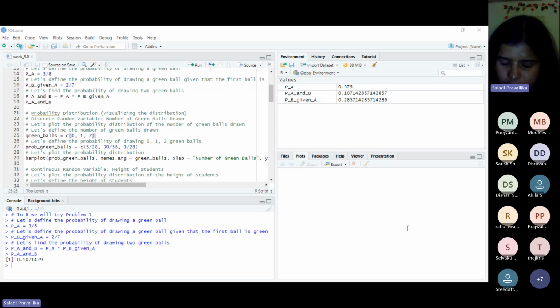So integration, I was using it for the PDF. It's a probability distribution for continuous random variables. For that, we use integration because we need to find the area under a curve. So that's the reason we use integration in this.